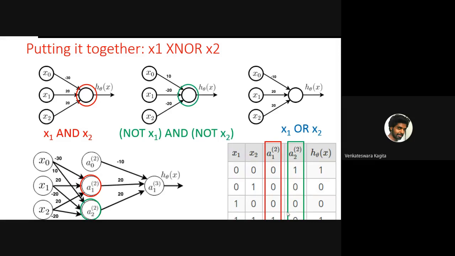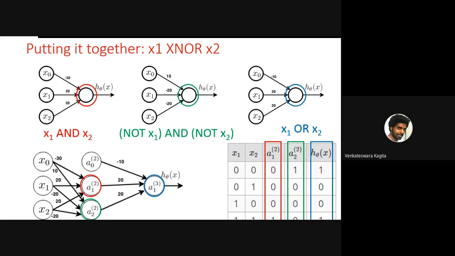Okay. And similarly, this one is a not x1 and not x2 gate. That is, when both the things are 0, then only it is 1, otherwise it is 0. Now I pass these two as input to the next layer, including the bias term here. So this is an OR gate. From these two inputs, when at least one of them is 1, the output is 1, otherwise it is 0. So I can get 1, 0, 0, 0, 1.